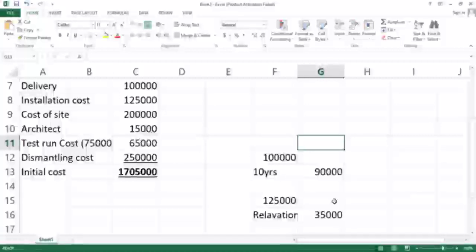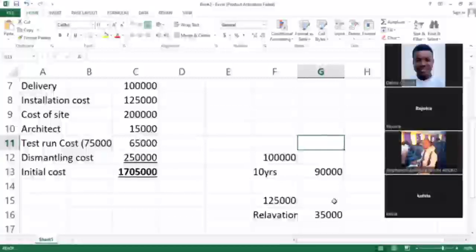90,000. 125. It will be 125. The 125 is the new value of the assets now. So the old value, which is 90, you forget about it. Should I take that part again?